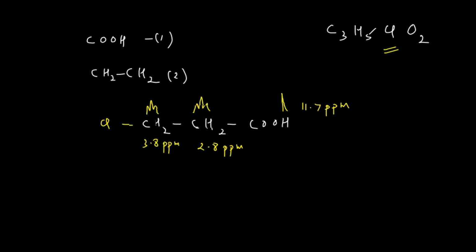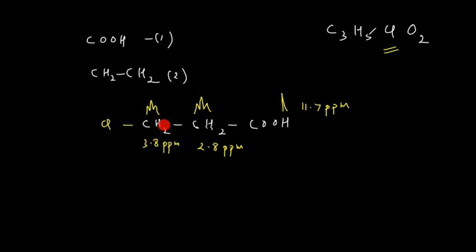The only question is that this chlorine is both electronegative and electron pushing. Its electronegativity dominates and it will suck the electron density towards itself, making these hydrogens de-shielded.